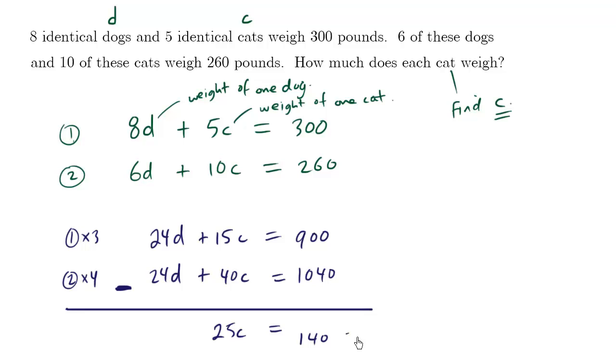And now the rest is just basic algebra. Divide both sides by 25. We have C equals 5.6. So how much does each cat weigh? Each cat weighs 5.6 pounds.